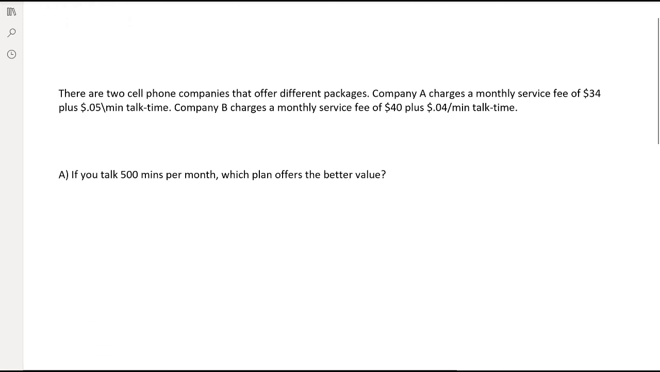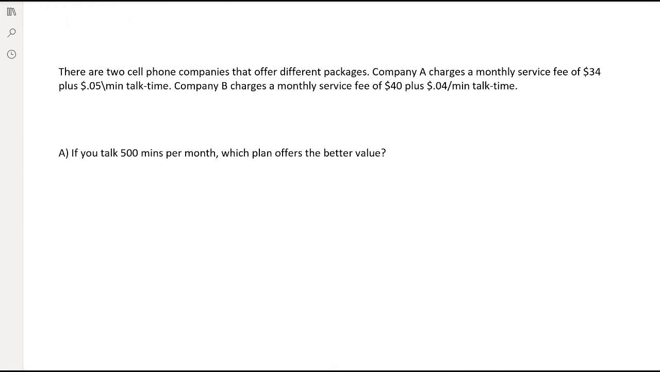So consider the following example. There are two cell phone companies that offer different packages. Company A charges a monthly service fee of $34, plus 5 cents per minute of talk time. Company B hits you with a service charge of $40 plus 4 cents per minute of talk time.